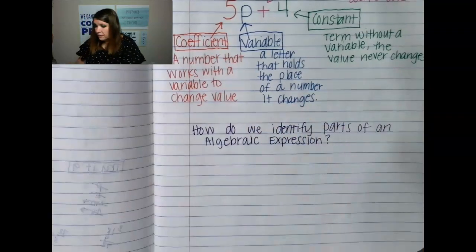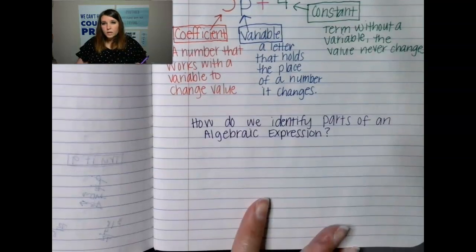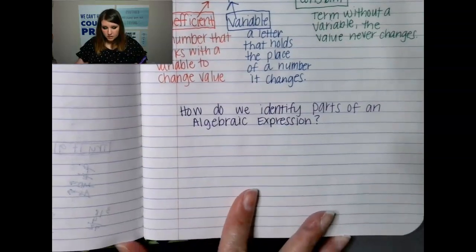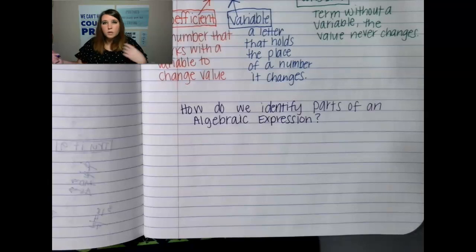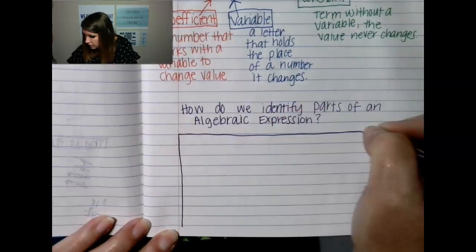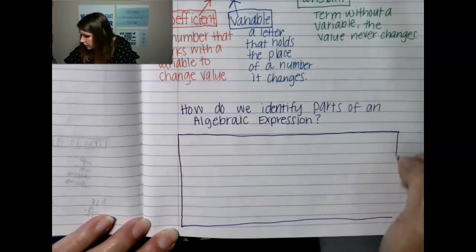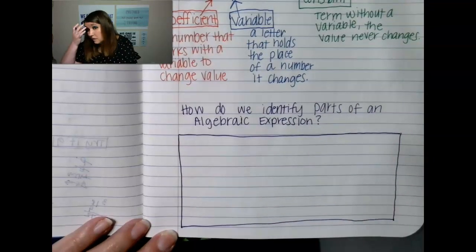How do we identify parts of an algebraic expression? Well, we are going to do a couple different things to be able to do that. So the first thing that we're going to do is make some lists. So we're going to separate our paper down below into a boxed off area like this, except your boxed off area is going to look much better than mine is.